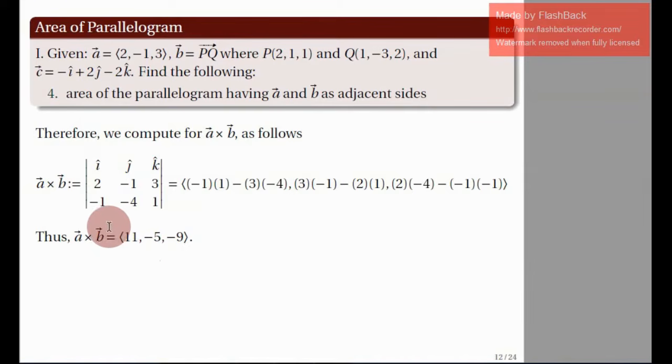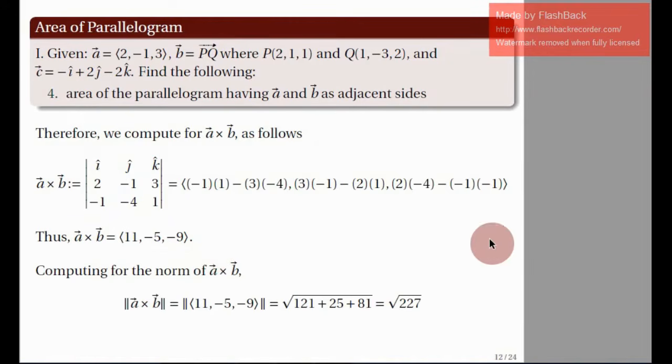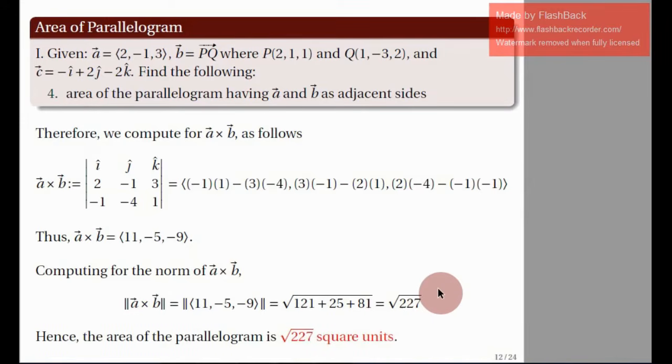And from the formula, in order to just get the area of the parallelogram, we will just be needing to get the norm of this vector. So getting the norm, what we have is square root of 227, and that is precisely the area of our parallelogram. Don't forget the proper units, and so our final answer is square root of 227 square units.